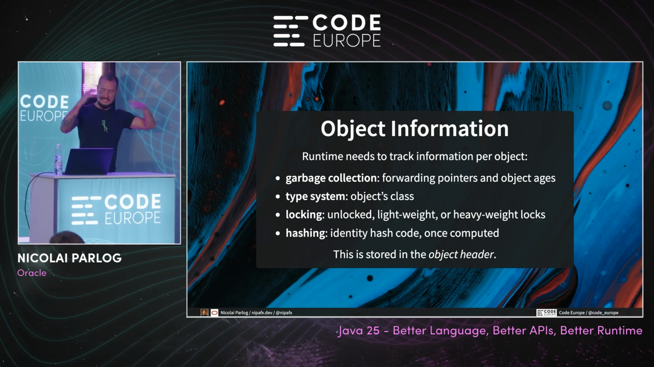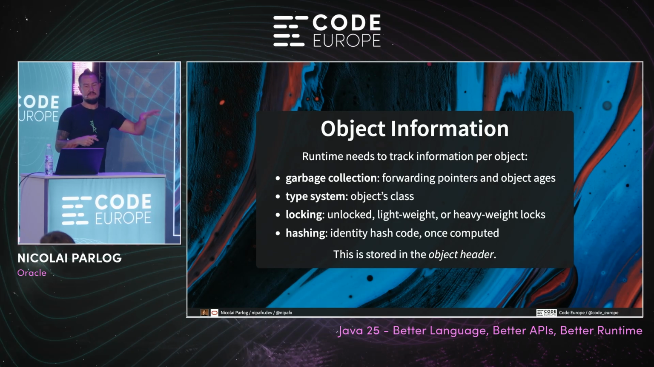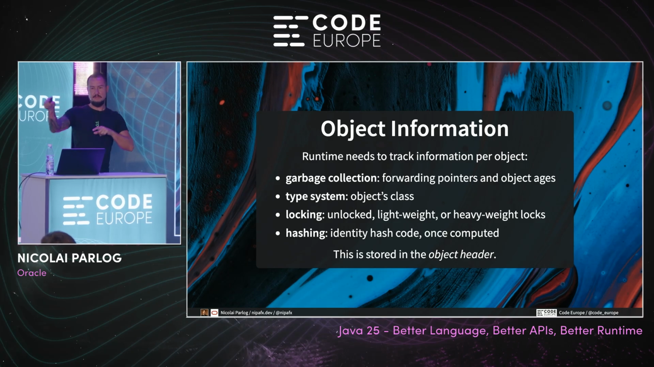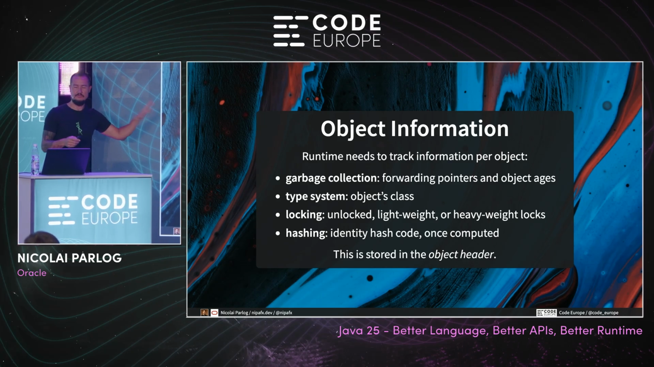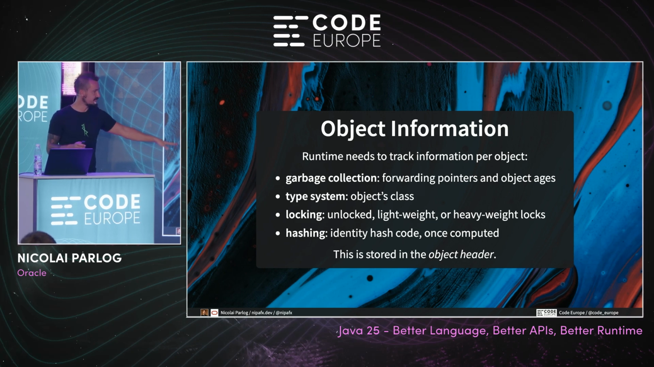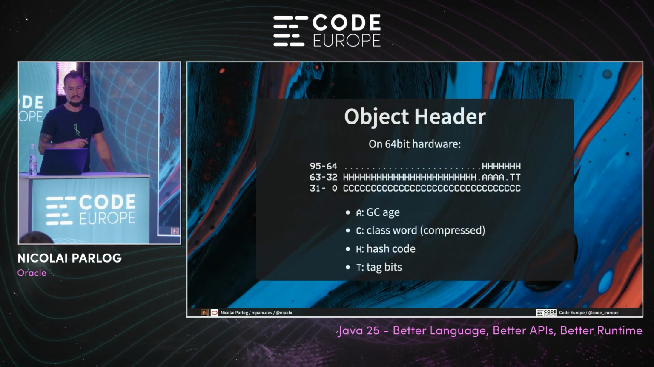We're switching gears again. Now we're inside the JVM. The runtime needs to track information for each object. Like, what does the garbage collection do? Which type is this instance actually? Has it been locked on? All of this is happening under the hood and automatically. You don't really need to bother about it too much unless you want to. The point is, all of this stuff is stored in something that's called an object header.